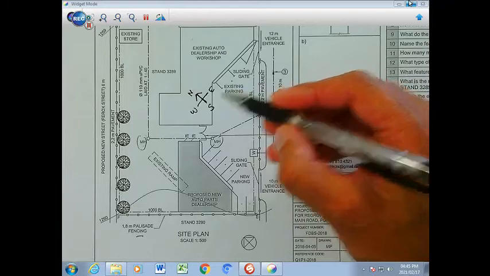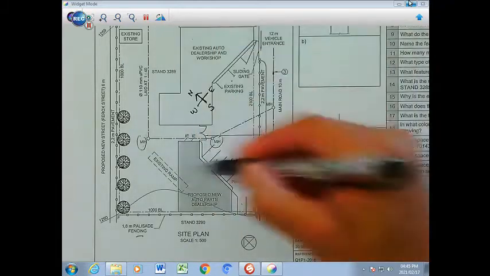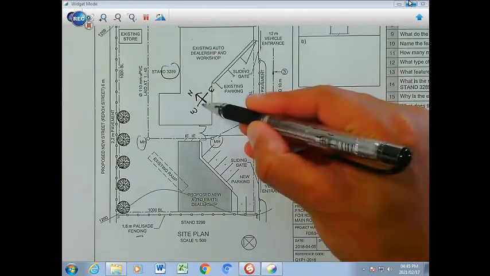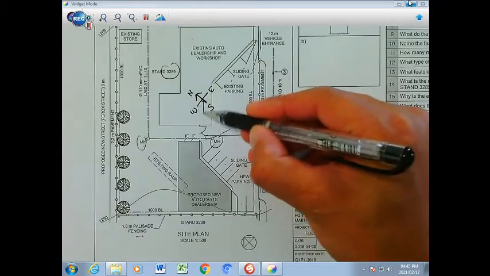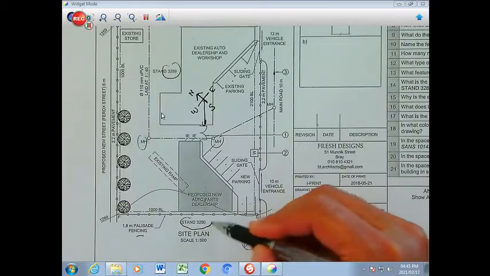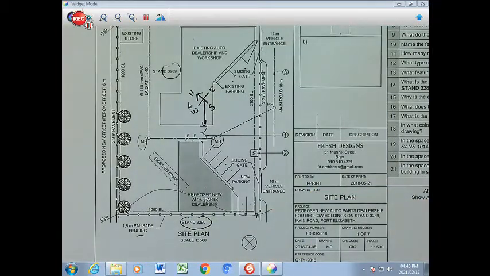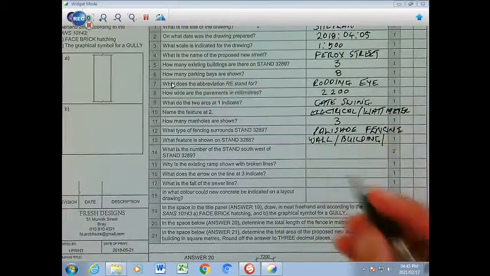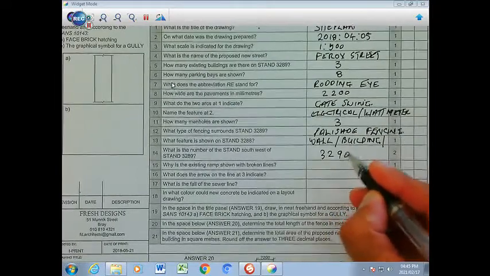And we need to find the stand on the southwest of stand 3289. So this is 3289, the main stand, and southwest lies in between here. So we're going to track it down, and that's going to be stand 3290 as your answer. So that's going to be 3290.